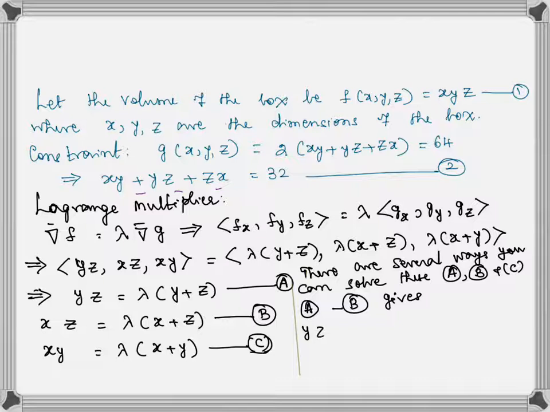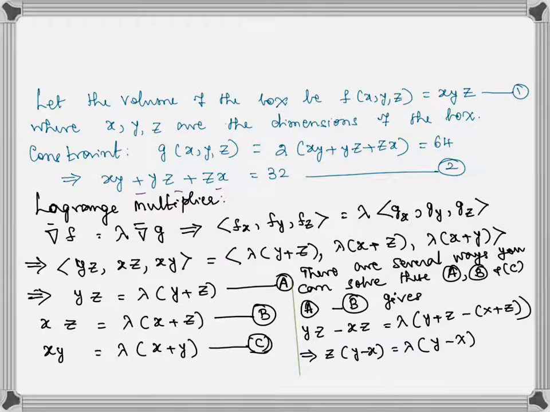This gives yz minus xz from the left hand side equal to lambda times (y plus z minus (x plus z)) in parentheses. So z times (y minus x) equal to lambda times (y minus x). So common factoring the y minus x, you get either x equal to y or z equal to lambda.